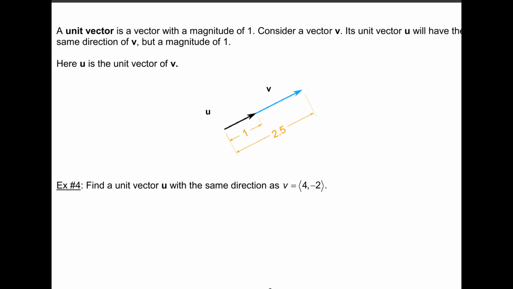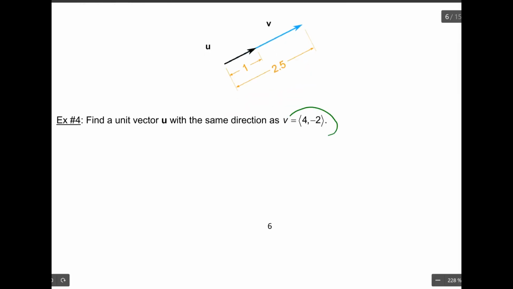Surprise. Guess what? I don't have the length. I have the x and y coordinates, the x and y components. So if I find the resultant length, I could find the unit vector. Which side is the x and which is the y? It goes x, y. So this is 4, and then negative 2 goes down, so that's negative 2.